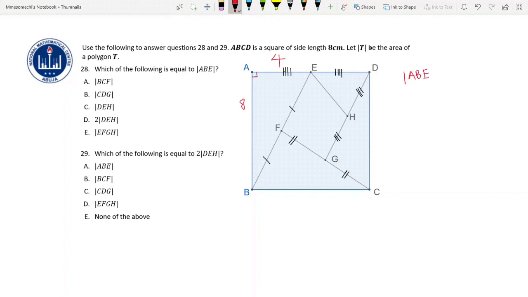So the area of ABE, we can quickly use the formula for the area of a triangle: half base times height. That is half into 8 times 4, which is equal to 16. I'll put my 16 here to show that I've found the area. So the area of ABE is 16.